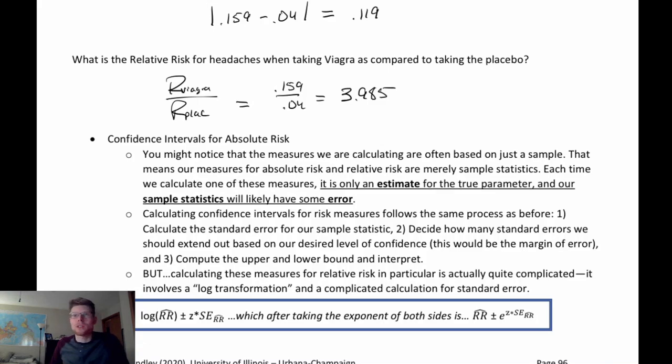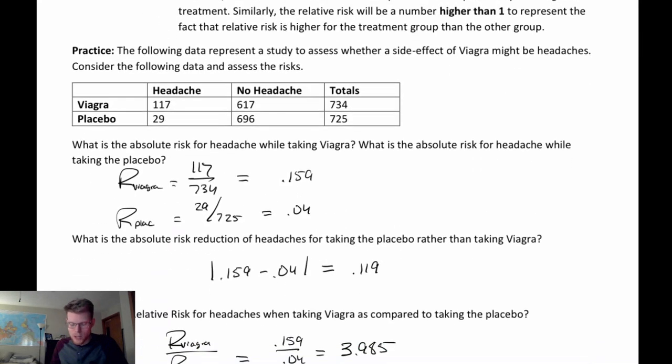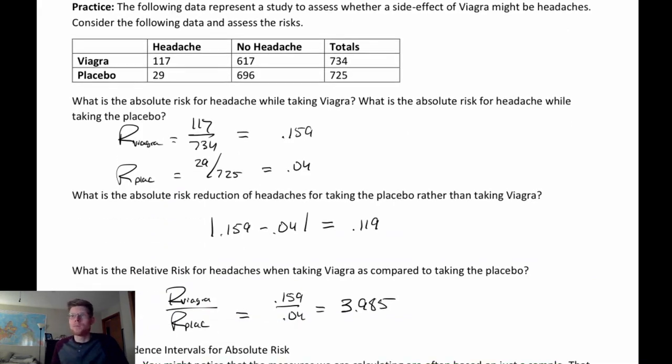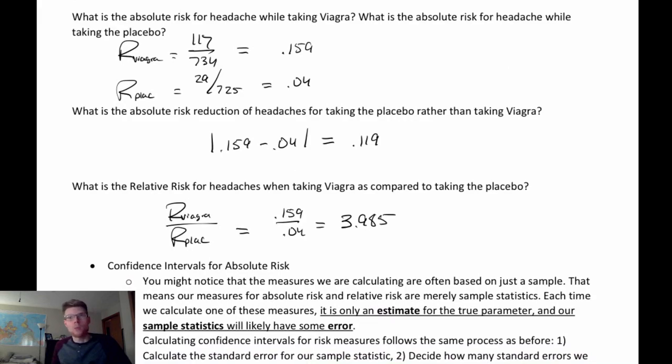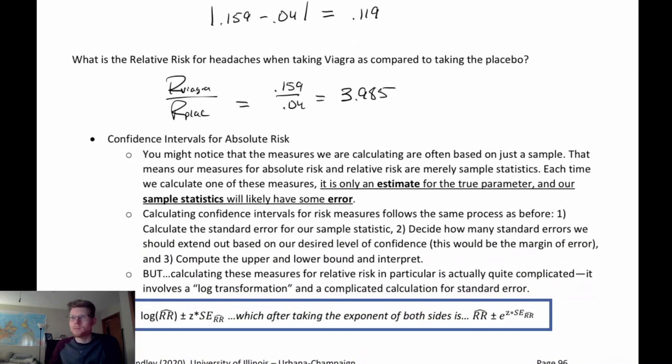Our sample statistic, so the relative risk calculations that we're typically going to be using here, for example in this table of data right here, this is a sample. We're calculating a sample relative risk that is an estimate of the true relative risk in this context.